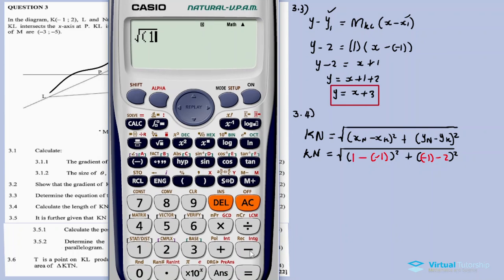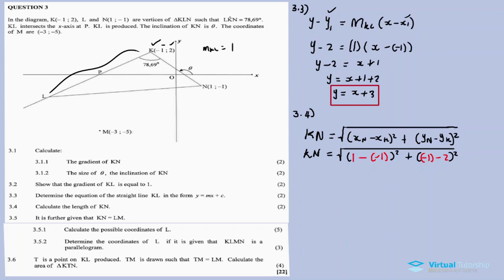Open bracket 1 minus minus 1, close bracket squared, plus minus 1 minus 2, close bracket squared. This is equal to the square root of 13. So now I answer here too: it's the square root of 13. Okay, I will leave it here, right? They didn't say convert or write your answer in such and such decimal places, they just said calculate the length. So I will leave it here.